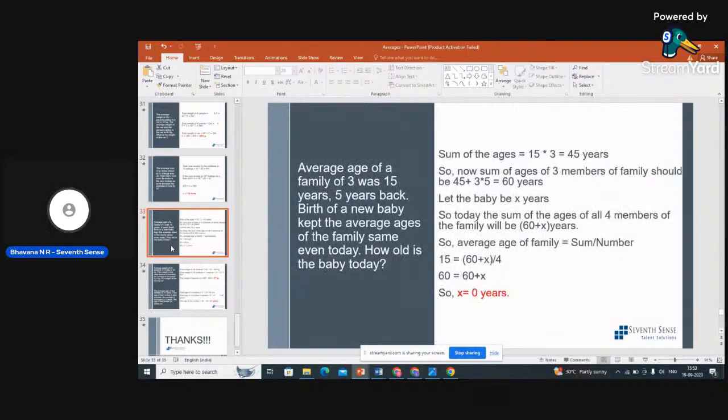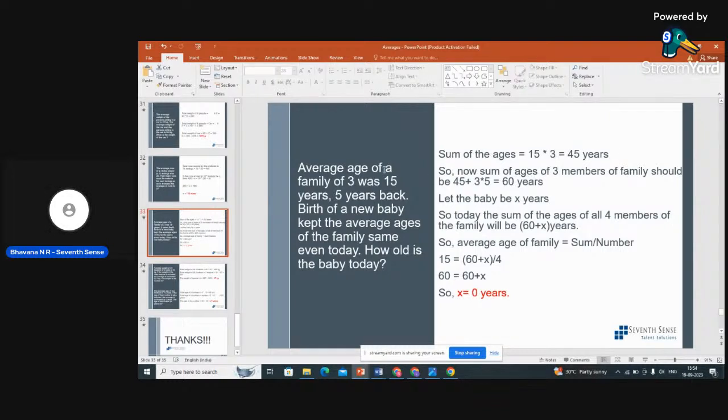Okay, so this one: the average age of a family of 3 was 15 years. So for the average age of the family of 3, they have given 15 years. So that is 15 into 3. By making 15 into 3 we will get the sum of all ages, that should be 45 years.